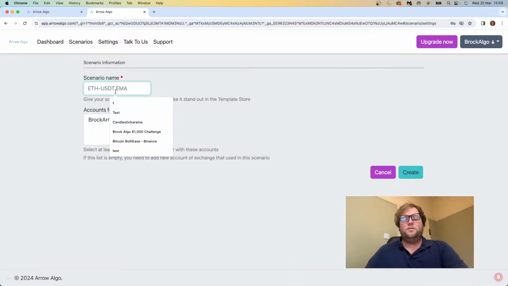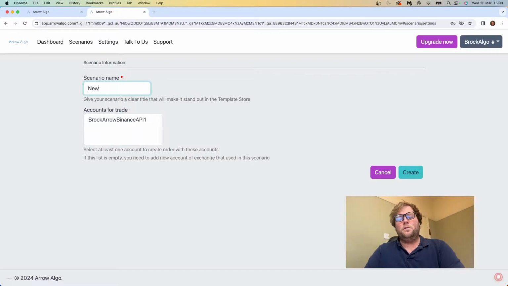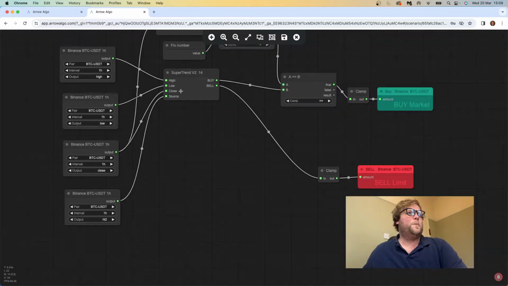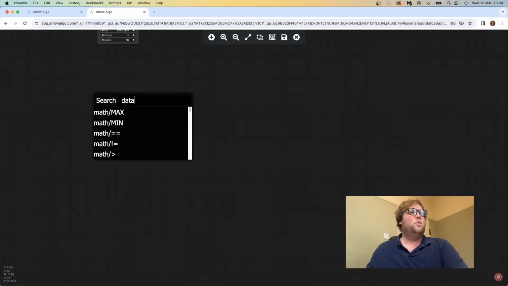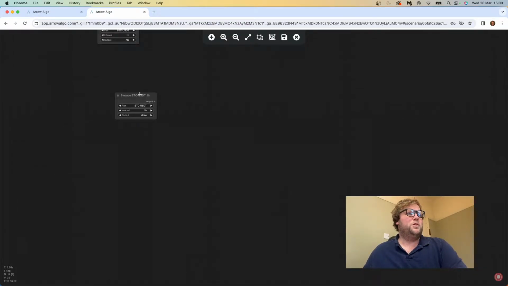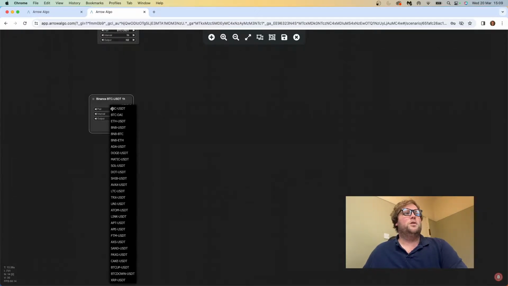When you create a new scenario here, you've got four different types of blocks, essentially. We've got what we call data watcher blocks, which are the blocks that will get data from the market. Within this block, I can specify which market, which pair we're looking at. We've got about 30 different currency pairs in here at the moment: Bitcoin, Ethereum, Cardano, XRP, Solana, all the major cryptocurrencies.